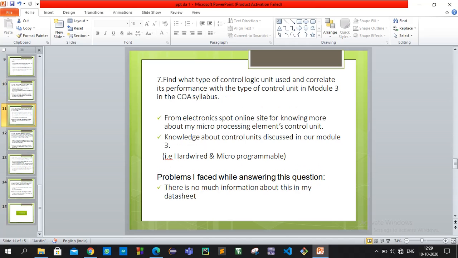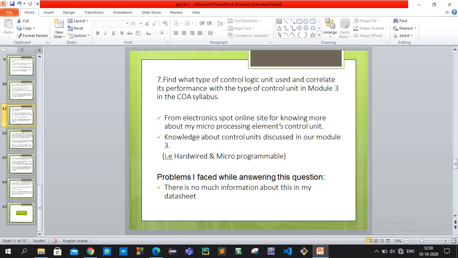Seventh question is to find what type of control logic unit is used and correlate its performance. For this question, I searched many websites for information related to the control unit, because in my datasheet there is no information related to the control unit used in my IC. So from online websites known as Electronics Spot and Electronics Hub, I found my microprocessing element's control unit.